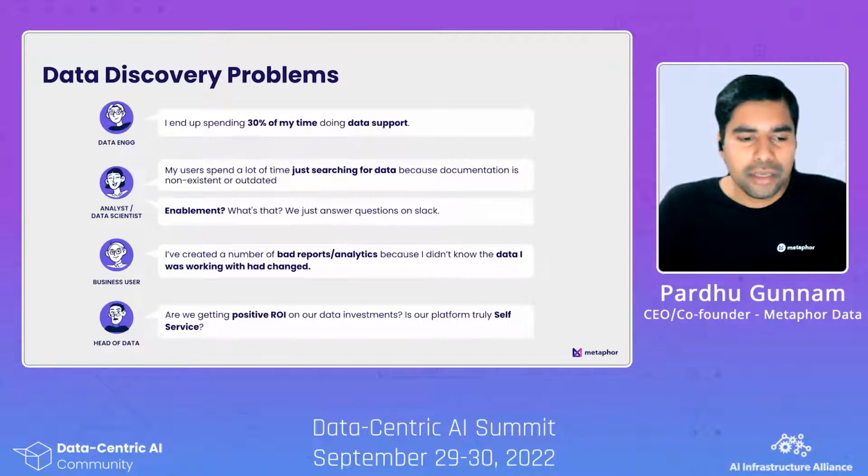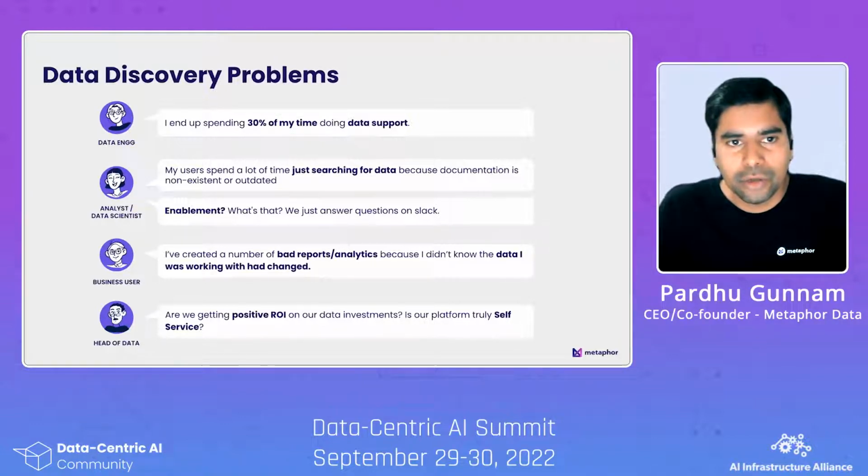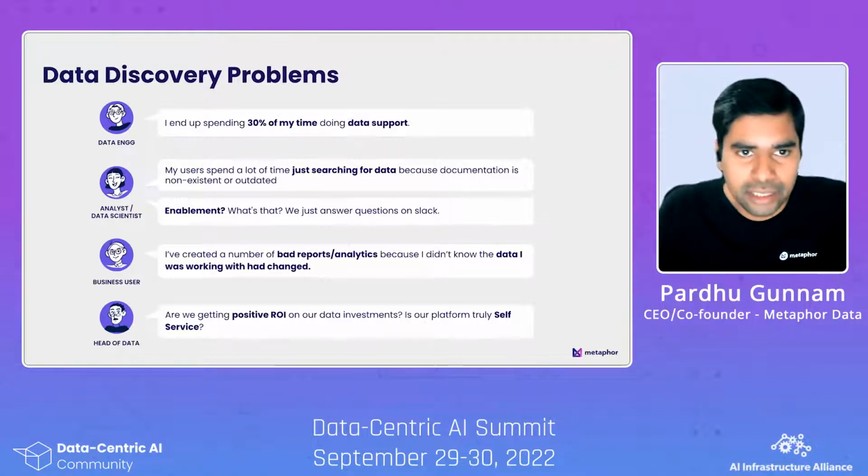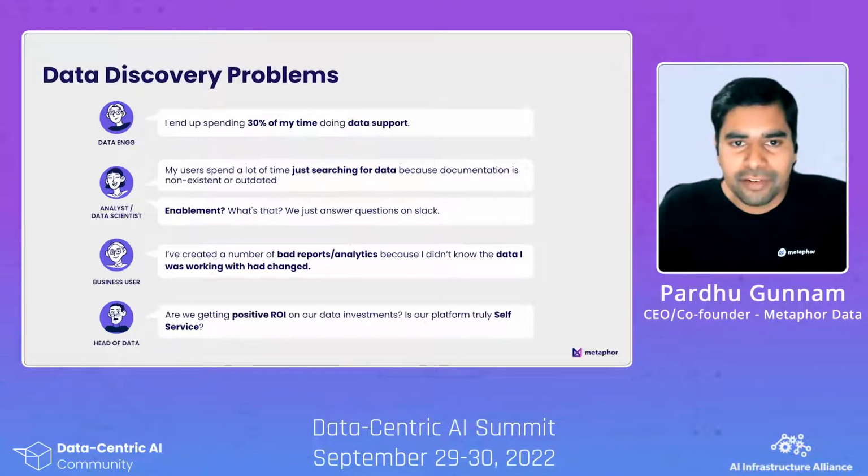And moving to the head of data, who are really the owners of the data platforms inside the company, they have been making a lot of investments on the people side, resources side, and platform side to enable the company to be data driven.